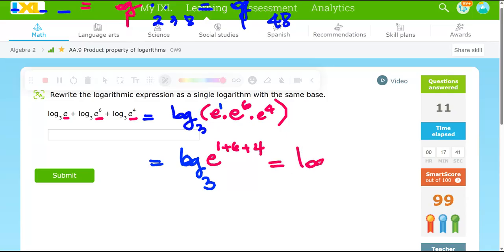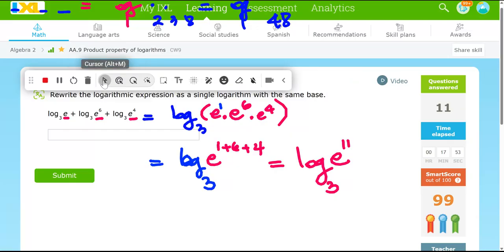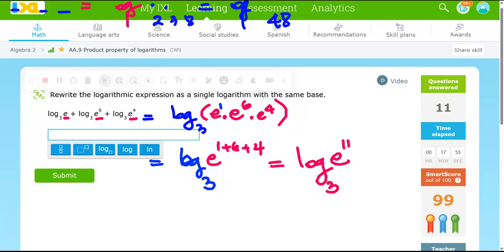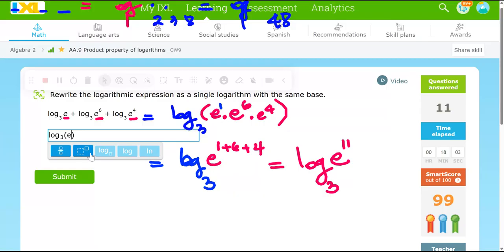So the final answer is, this is regular log, base 3 of e power to the 11. That's it. So I put it in. Here we go. Log base 3 of e power to the 11. Voila.